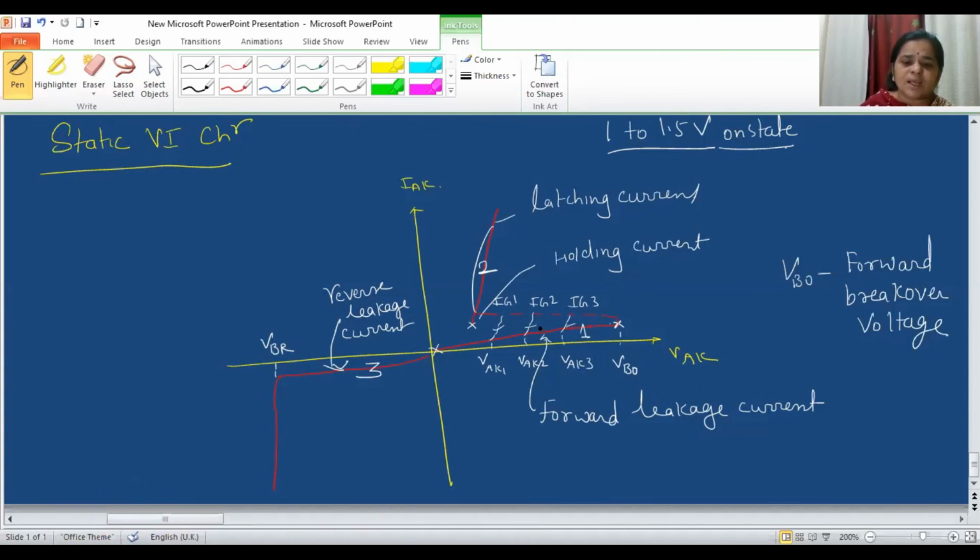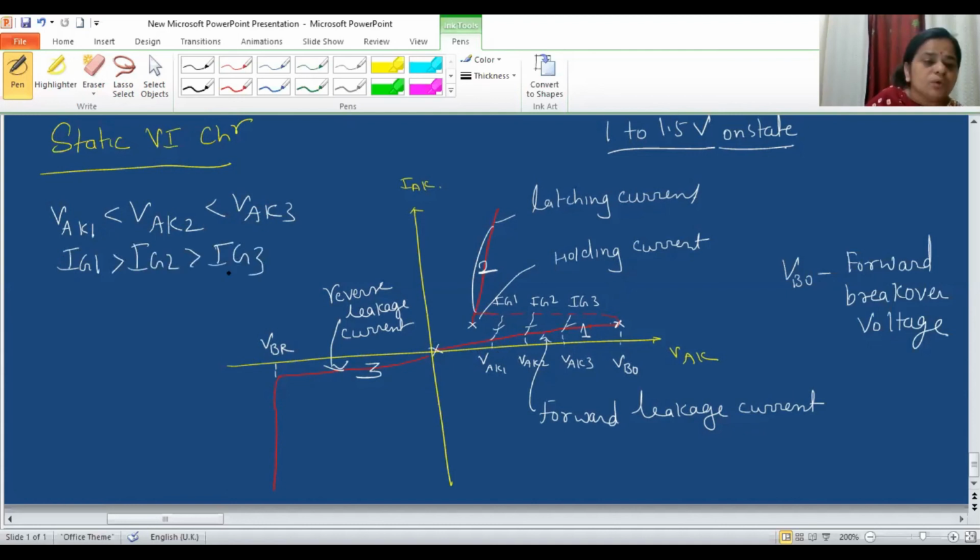If the gate current is more, the device will turn on at a smaller value of anode cathode voltage. That means if VAK1 is less than VAK2, which is less than VAK3, then IG1 will be greater than IG2, which will be greater than IG3. That means if the anode cathode voltage is more, then a high value of gate current is required to turn the device on. So this is how we can show the static VI characteristic.